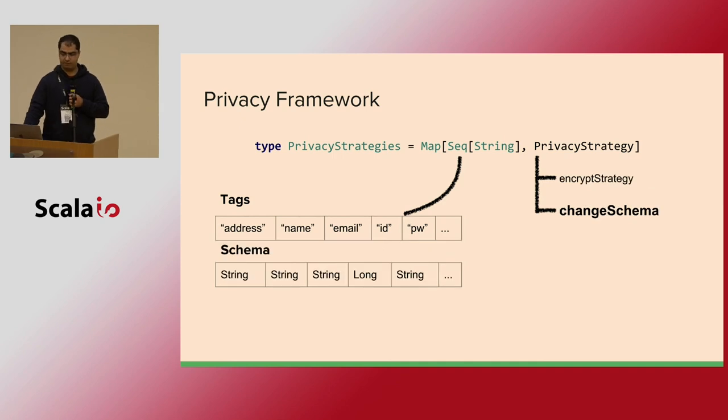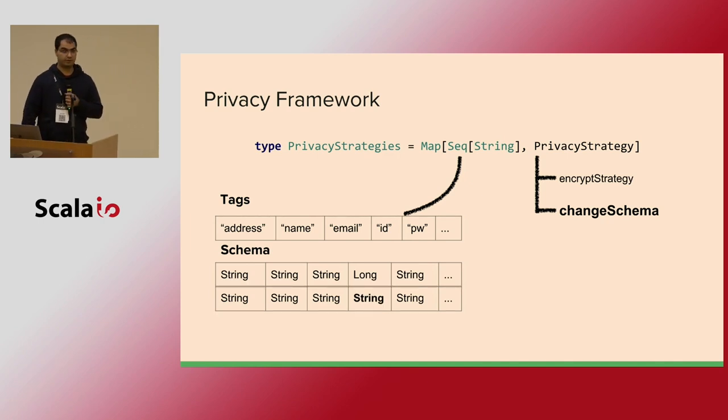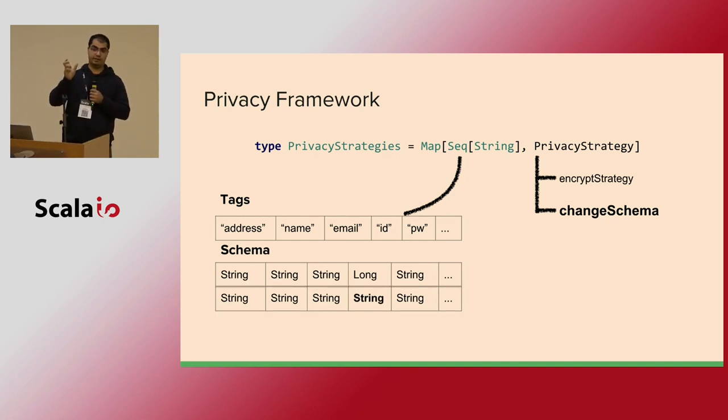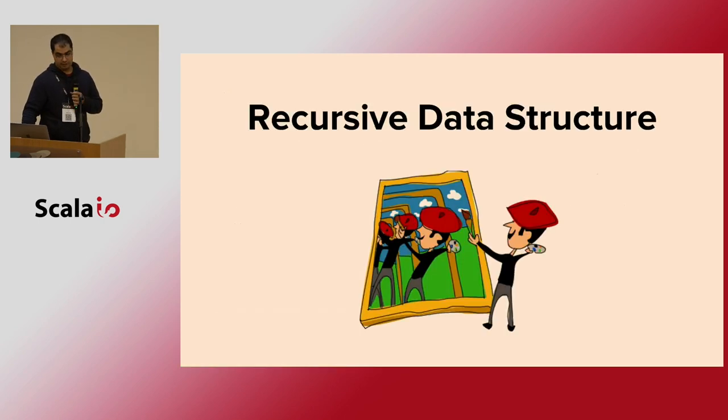For example, if I have a schema with an ID that is a long, well, this ID might end up being a string because I don't want to give the ages of people, but I want to give ranges of ages, like from 0 to 12 years old, from 12 years old to 40 years old. Something like ranges that might not end up being a long. So any privacy strategy might change the schema.